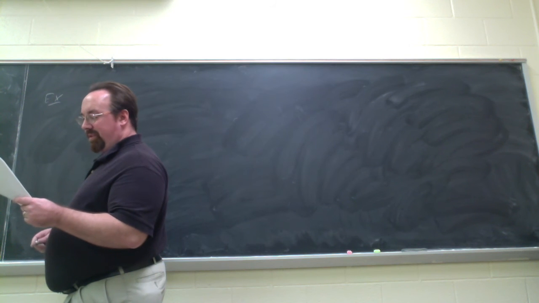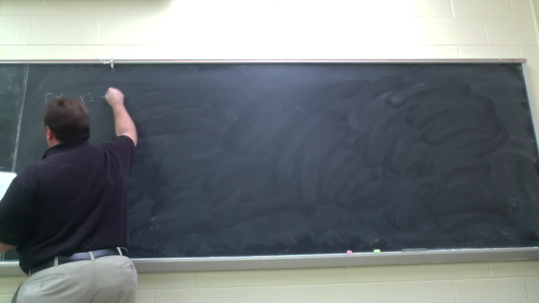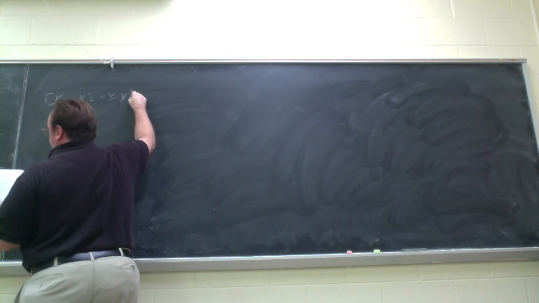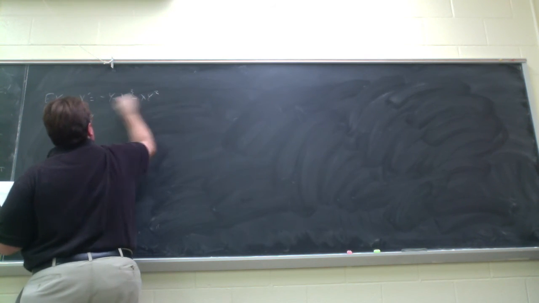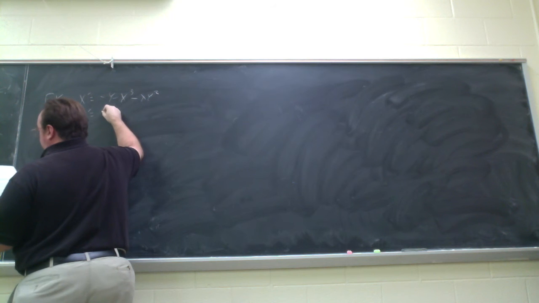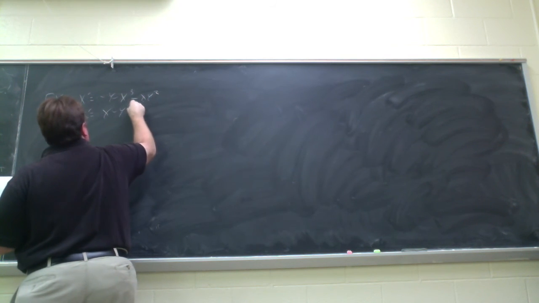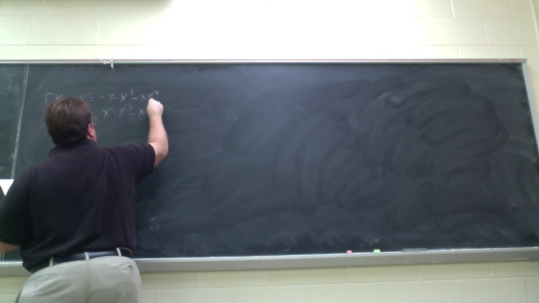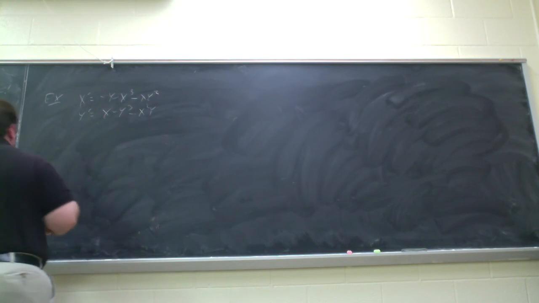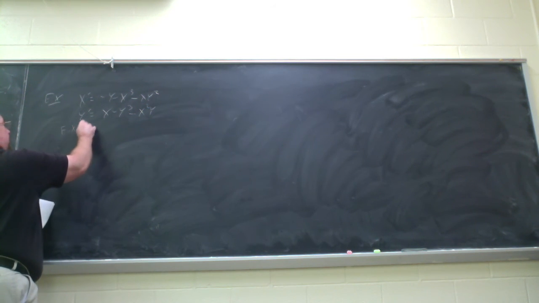Another example. Okay, so x prime is minus y minus x cubed minus x y squared. y prime is x minus y cubed minus x squared y. So this system, you can see, also has a fixed point at 0, 0. There may be other ones, but this is what we'll focus on.